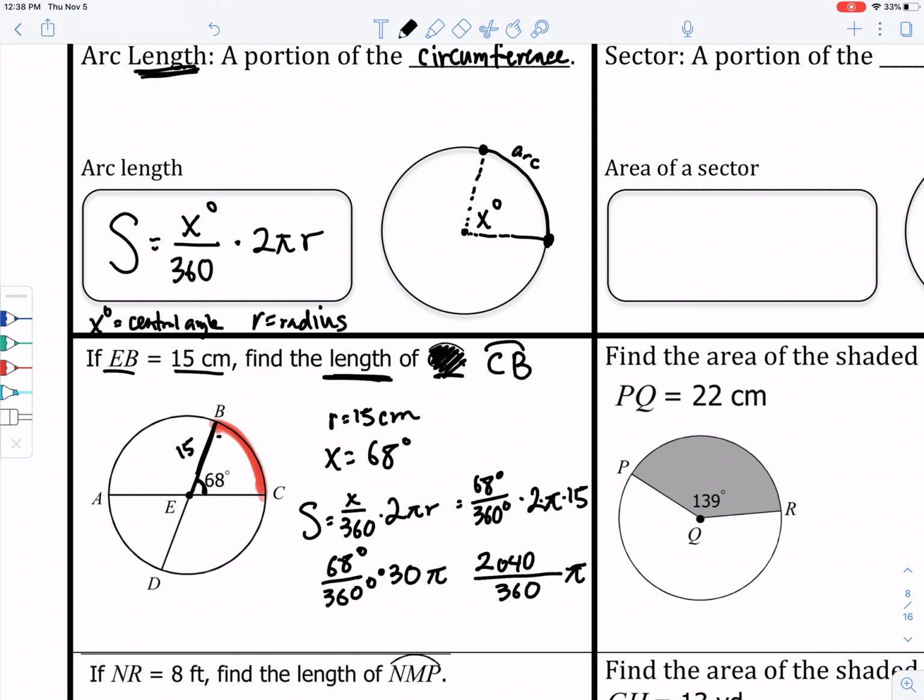Now to get a final answer, I'm going to put all this in the calculator. So I'm going to do 2040 divided by 360. Get my answer there. And I'm going to multiply by pi. Final answer, the arc length is 17.80 centimeters.